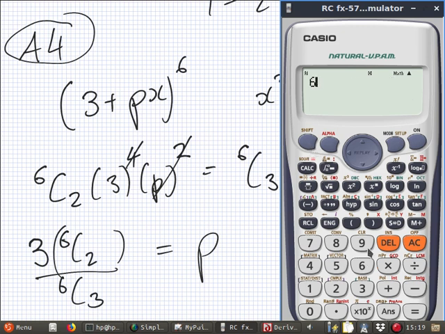6C2 divided by 6C3 times 3. p is 9 over 4.